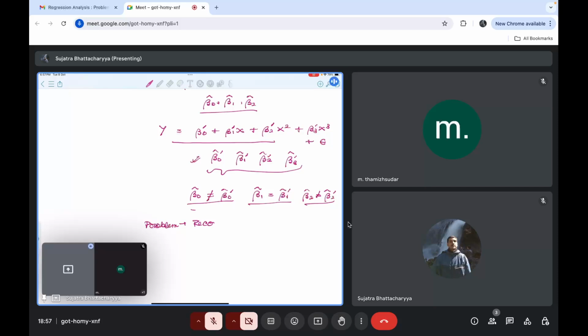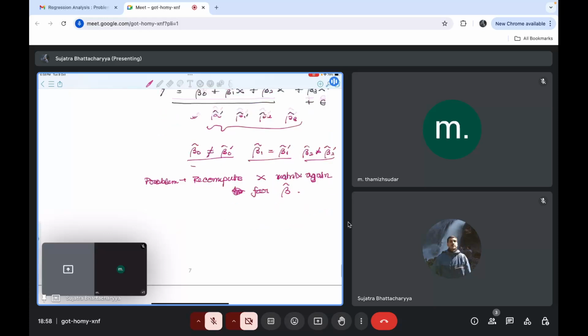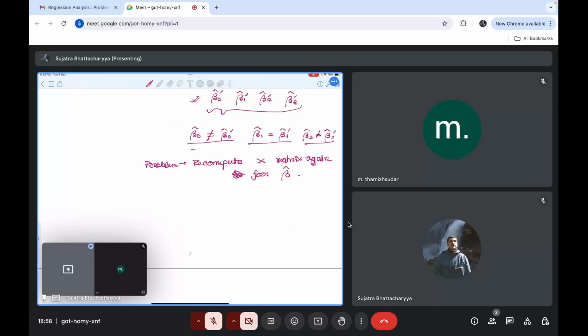The problem is that you have to recompute the X matrix again for beta. So this is the problem which arises in the general regression model to calculate the polynomial regression coefficients, right?